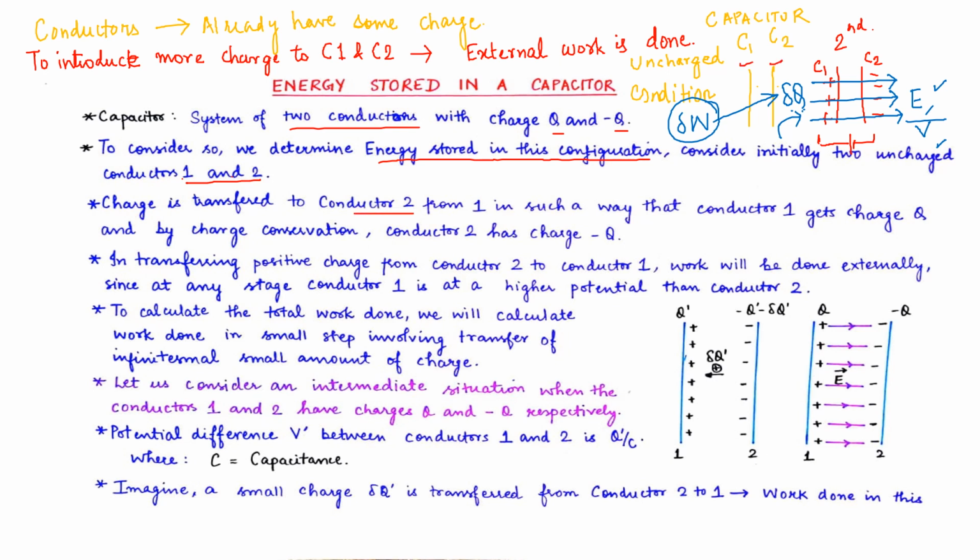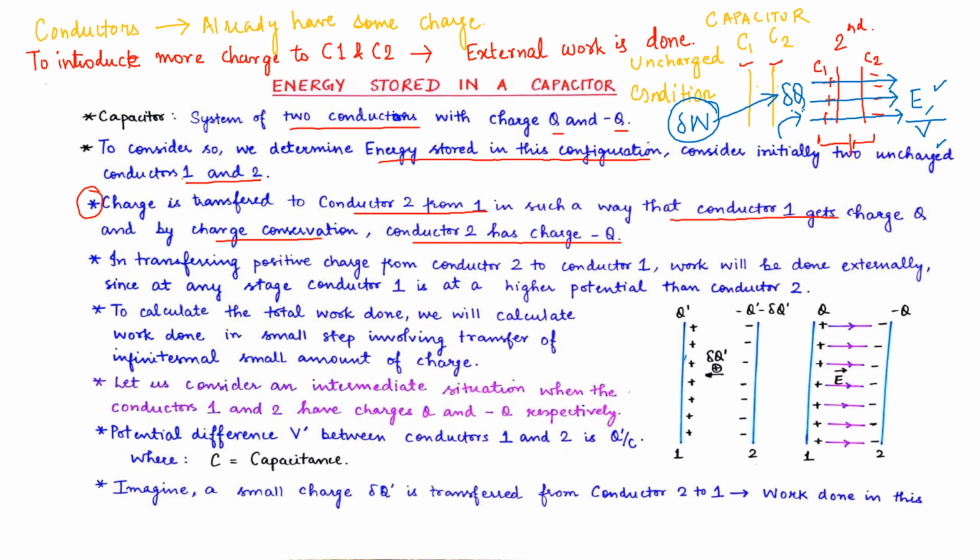Charge is transferred to conductor 2 from 1 in such a way that conductor 1 gets charge plus Q, and by charge conservation conductor 2 has a charge minus Q. We are simply picking up the charges from C1 and giving them to C2, but this line has more meaning than a simple statement. This line is saying that we are giving some external work, or externally applying some force to C1, so C1 loses some of its electrons to C2. When this is happening, C1 acquires a charge of plus Q and C2 acquires a charge of minus Q.